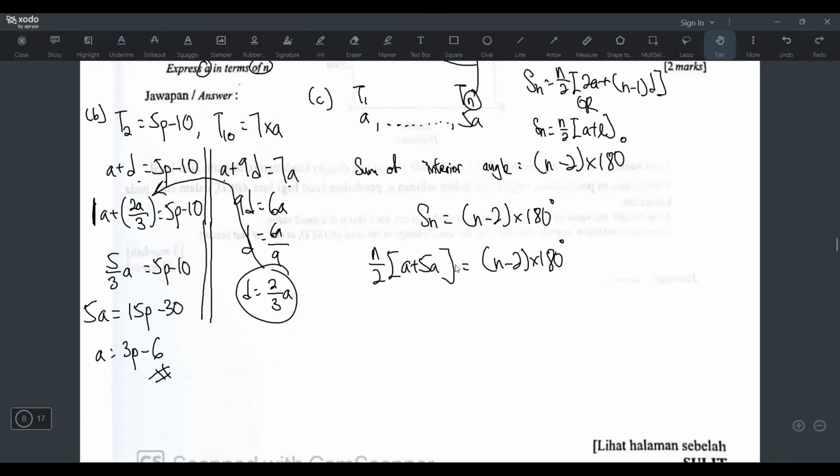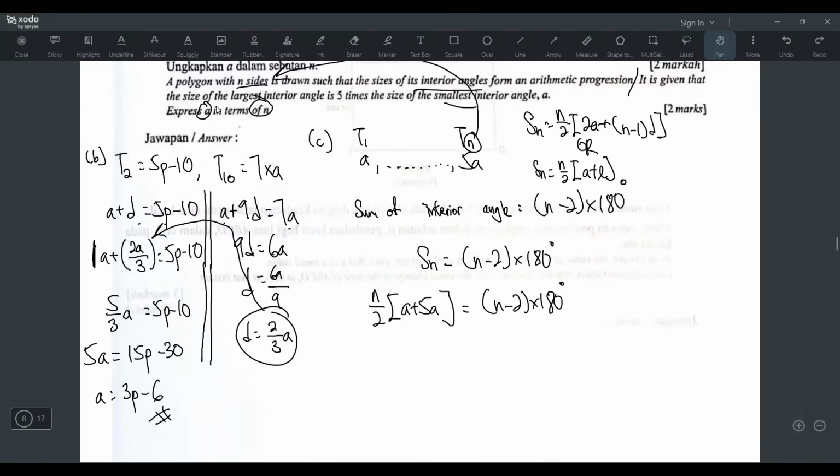Because look at this whole equation. There's only two unknowns here, a and n, right? But of course, you have to move things until the a is single. Because a in terms of n means you want the a to be single. So how do you make it single? a plus 5a is 6a. 6a divided by 2 is 3a, times n is 3an, equals n minus 2 times 180.